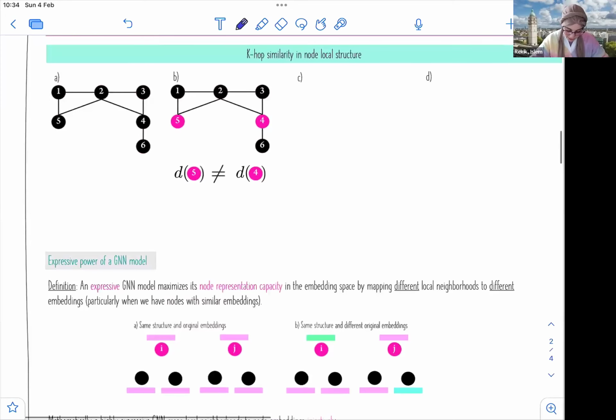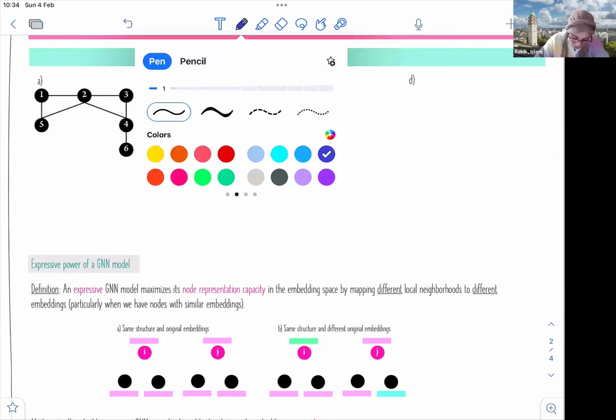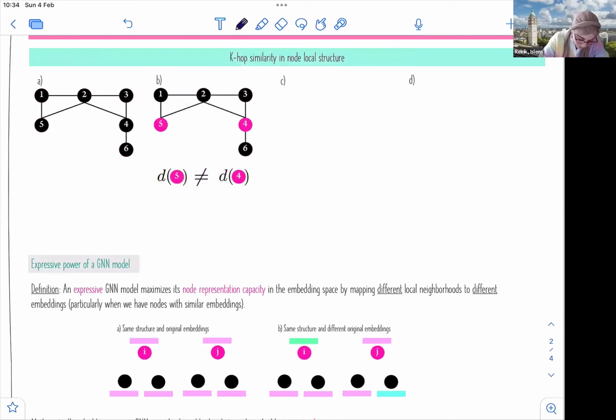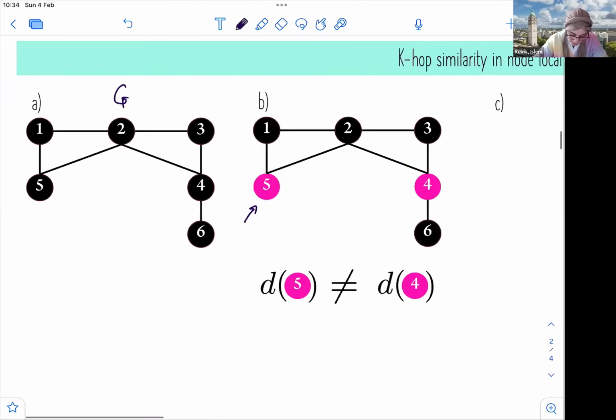So let's look at the top part together. First, we have an input graph. Okay, so this is our graph G, and what we want to know is the similarity in topology, in local topology or local structure, between two nodes. For example, if we look at these two nodes, let's look at node 5 and 4.